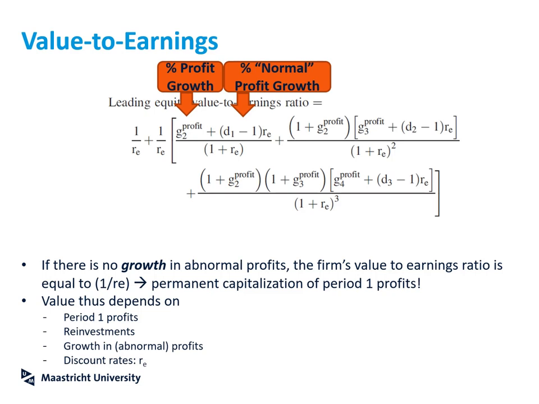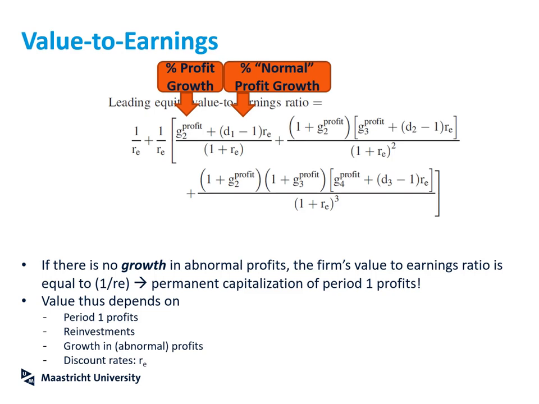So D1 minus 1 captures our reinvestment. Multiplied with the cost of equity, that gives us the normal profit growth that we expect given the reinvestment that we are making. Or in this case, it more or less gives us the percentage of normal profit growth that we expect given the reinvestment. And G2 profit similarly gives us the percentage of profit growth that we have in this second year.